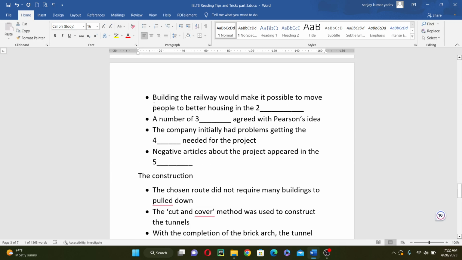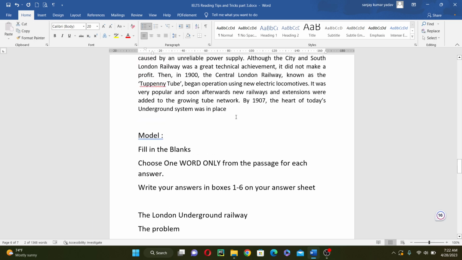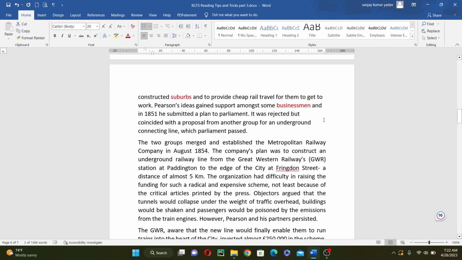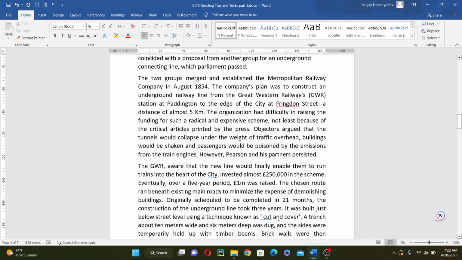Building the railway would make it possible to move people to better housing in the, oh, okay, no. A number of businessmen agreed with Pearson's idea. A number of means not all of them, right? Some people. Also in your questions you can find "support some businessmen". So exactly, businessmen would be the answer.